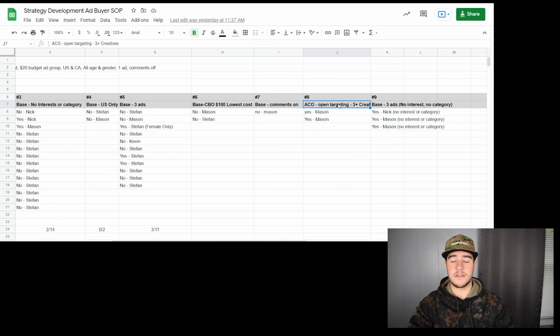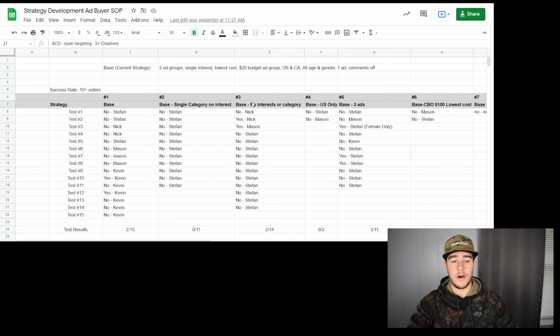So open targeting essentially means no interest, no category. Now, if you think back to here, we tested out no interest, no category, and it actually performed pretty good. So this number 5 strategy here is basically the base method. So that's with a single interest in each ad group with 3 different ads.